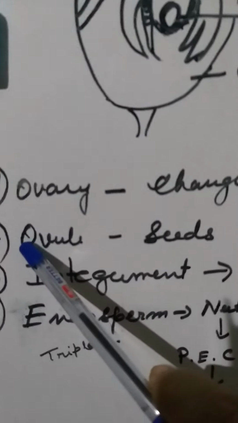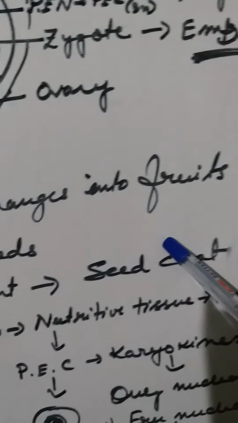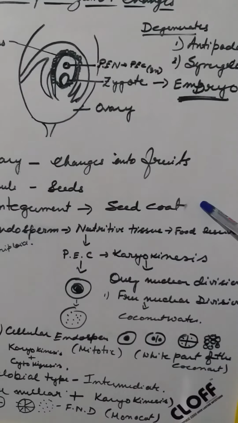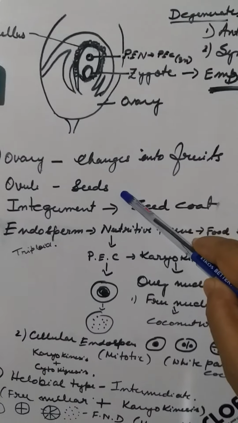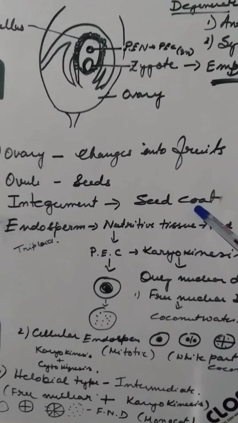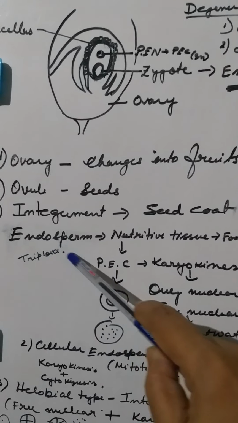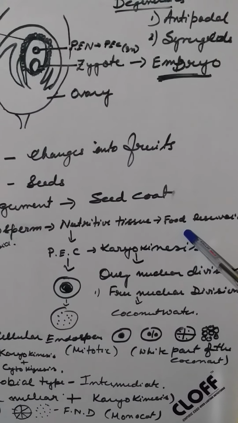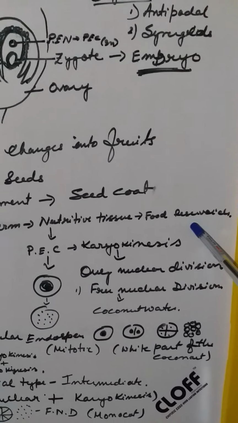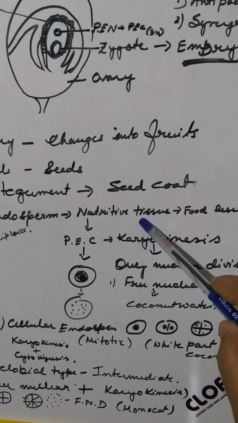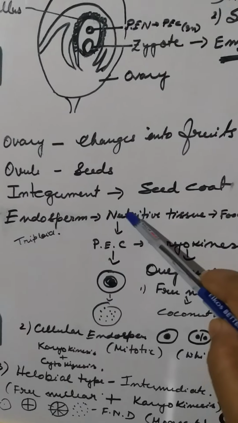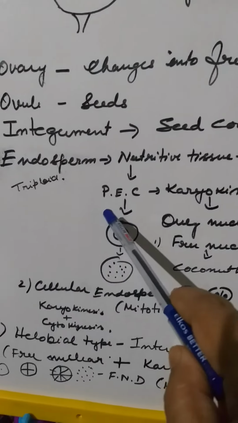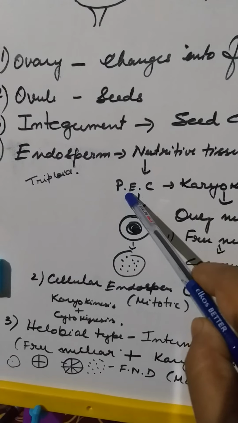Now you see the ovary. If we come to the ovary, you can see it changes into fruit. So the ovary changes into fruit, the ovule changes into seed, and the integuments change into the seed coat, and this endosperm is actually the nutritive tissue that forms a food reservoir. This nutritive tissue is known as PEC. What is PEC? That is the post endospermic cell.